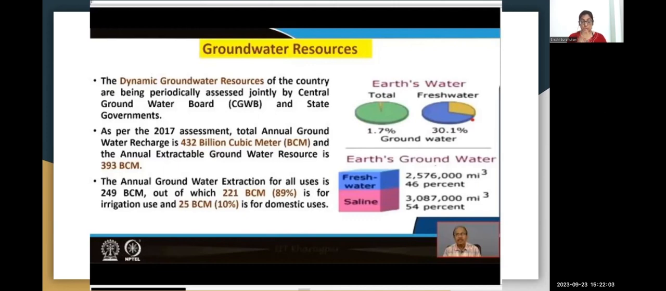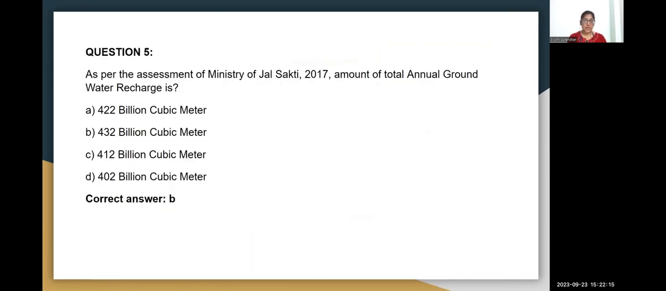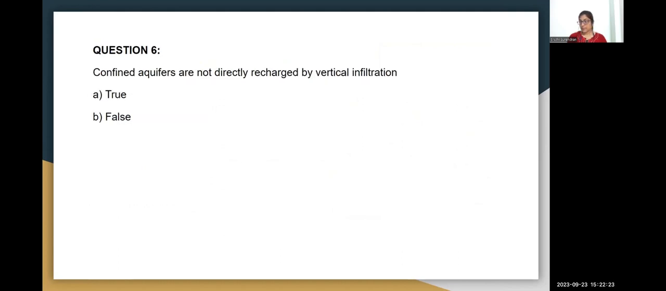So, according to this assessment, we have 432 BCM of rechargeable groundwater available, and 393 BCM that is extractable. So the answer for this is option B, 432 billion cubic meters. Moving on to the next question. Confined aquifers are not directly recharged by vertical infiltration. Is this statement true or false?